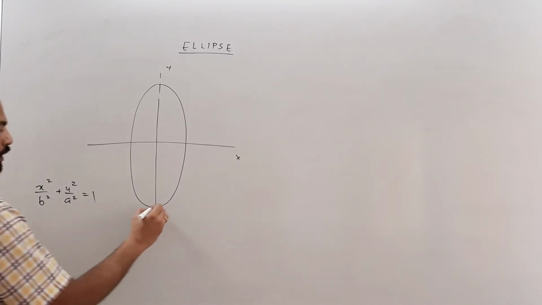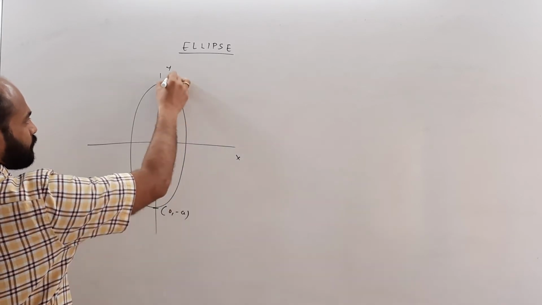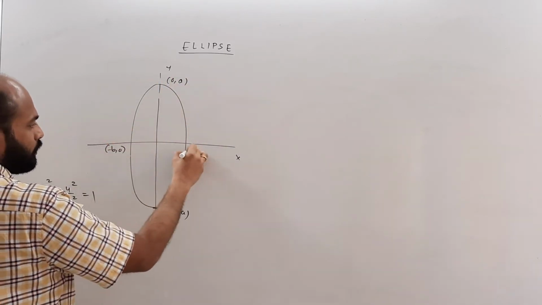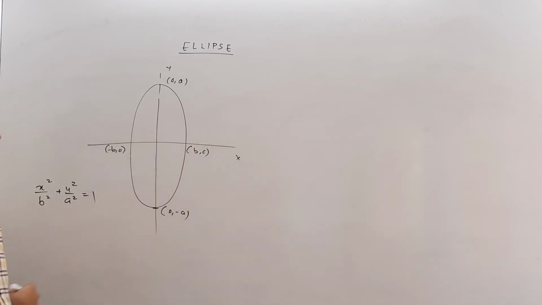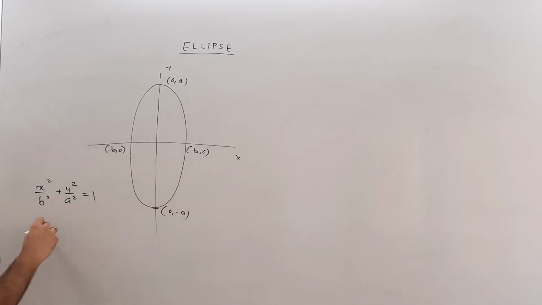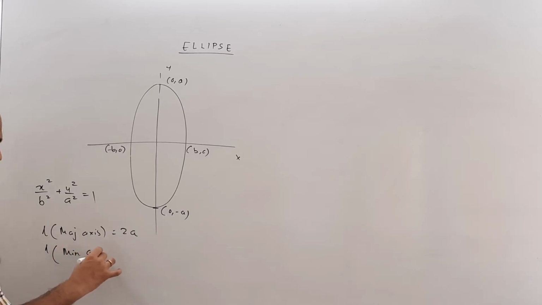So this point now we have to write as 0 comma minus a, this point is 0 comma a, this point is b comma 0, and here it is b comma 0. So here it is minus, here it is plus. So this is the minor axis now, and this is the major axis. So length of major axis is 2a again. Length of minor axis is 2b again.